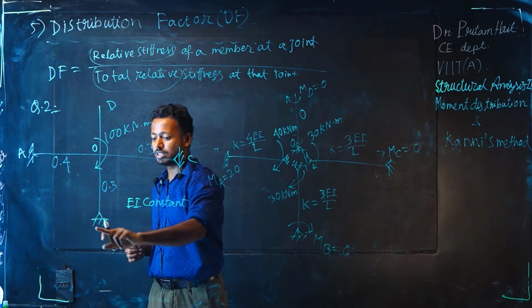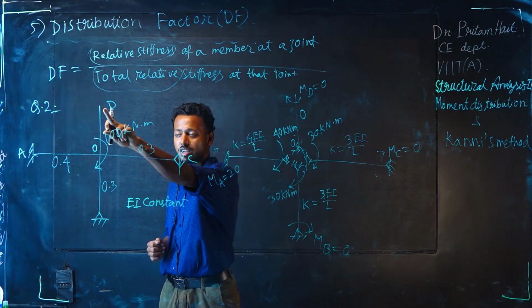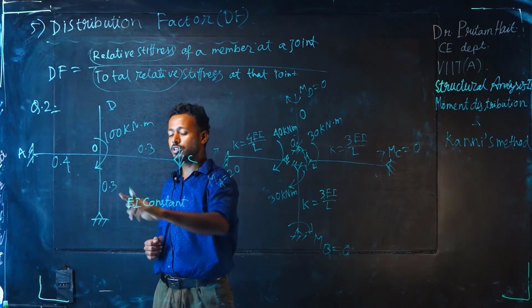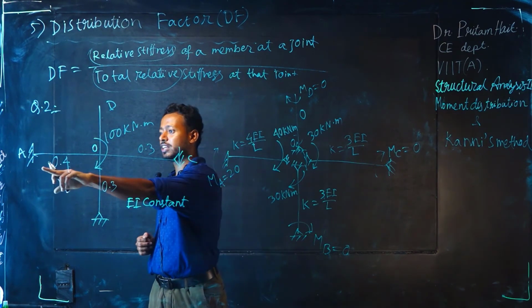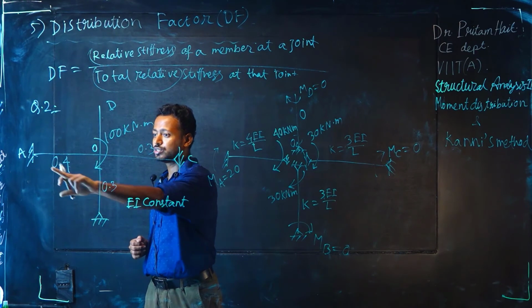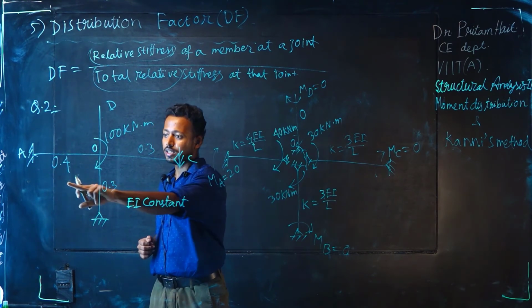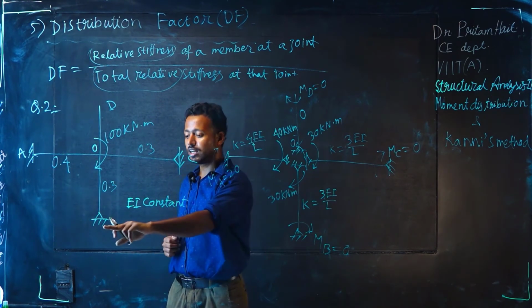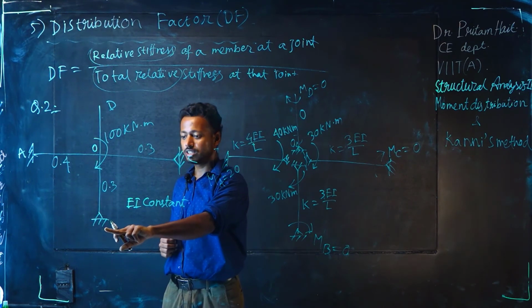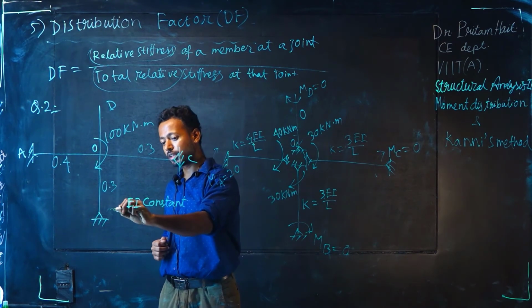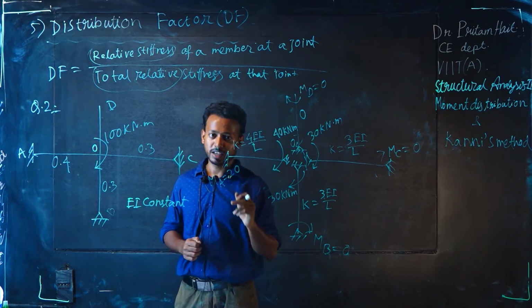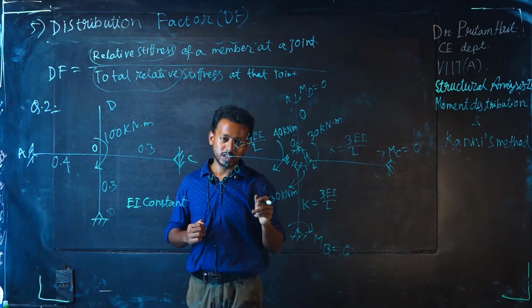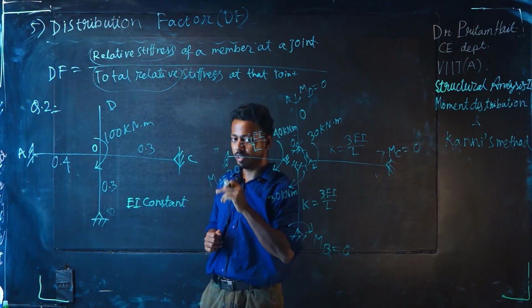This is fixed support, this is hinge support, and this is free hinge. So the distribution will definitely be different. As the far end is fixed, the capacity of this member will be more. As the far end is hinged, in case of OB and OC, the capacity of this beam is less. That means the stiffness is less. Therefore, the distribution factor will be less.